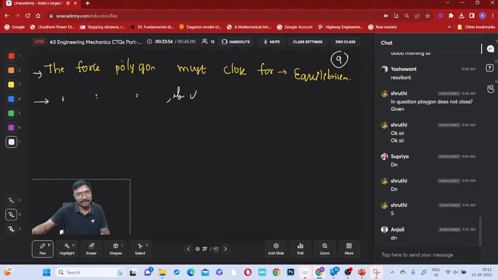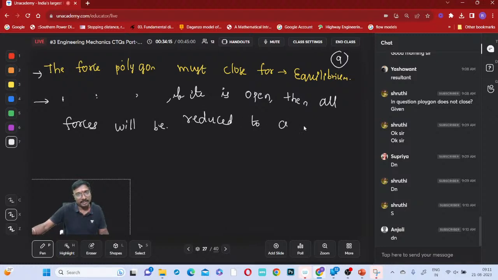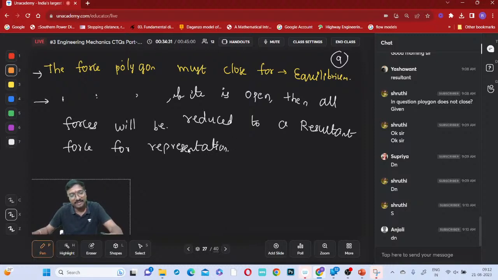So, the force polygon, if it is open, then all forces will be reduced to a resultant force for representation. So we will calculate the resultant and we'll just represent it, that's it.